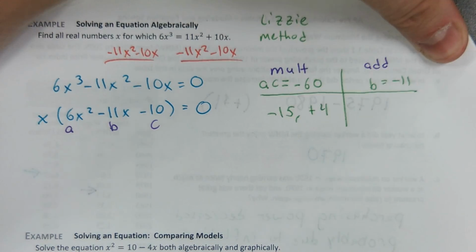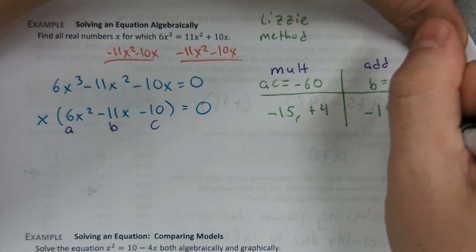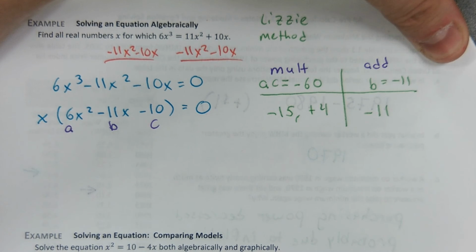These two numbers do multiply to negative 60. They do add to negative 11. And we're ready to use the trick method. The Lizzie method is a trick. I want you to be aware of that. The AC method is not a trick. The AC method is how this should actually be done.